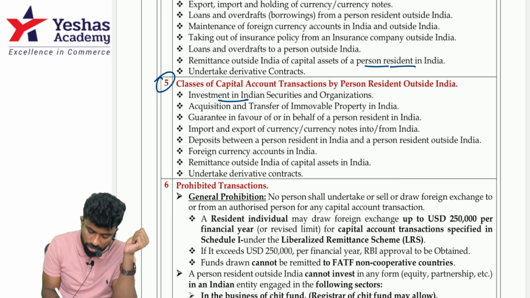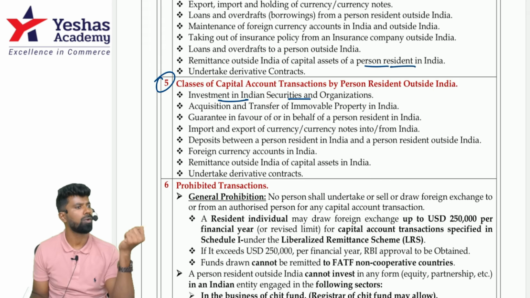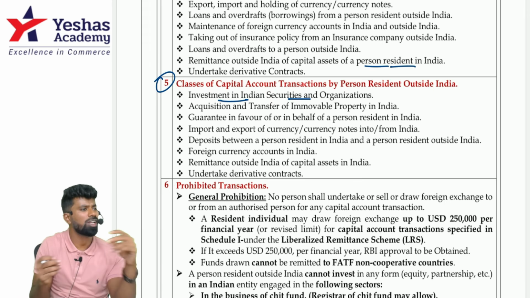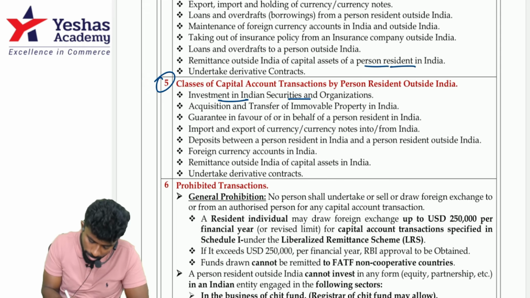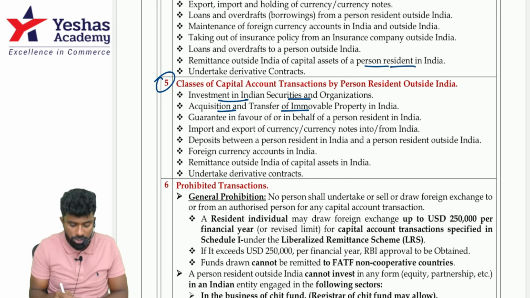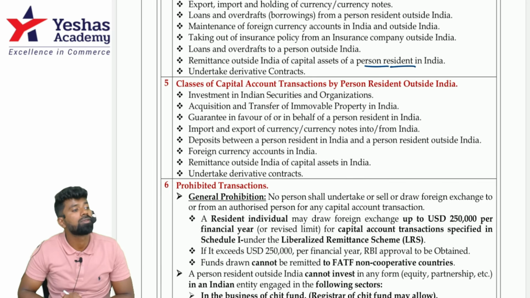Investment in Indian securities and organizations. That is what is called FDI. When they invest, it is a capital account transaction. Second one, transfer of which property? Immovable property in India. Current account, capital account?